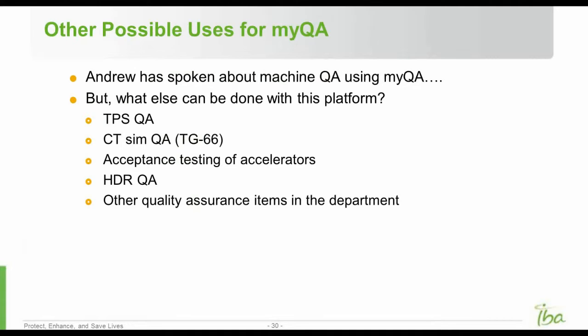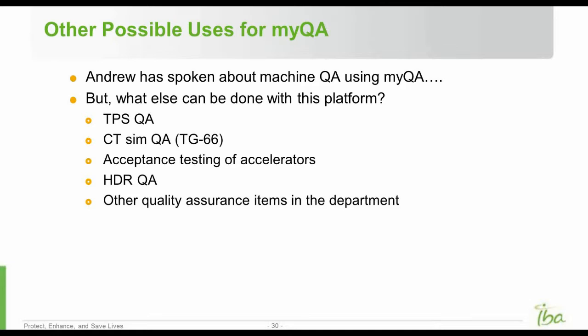Andrew has spoken about the machine QA using myQA, but as I like to do, I like to squeeze every last drop out of a piece of software. What else can you do with it? Where can this be used other than just your machine QA? This is a full QA solution, I think, and it has the potential to go really far.